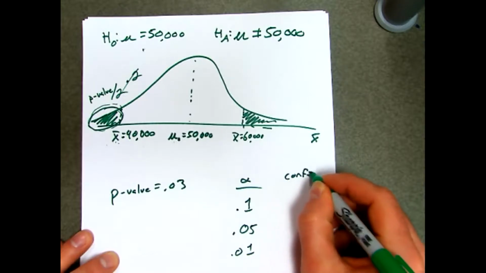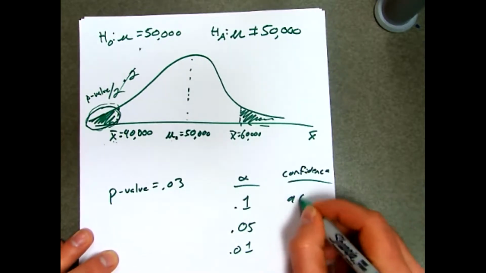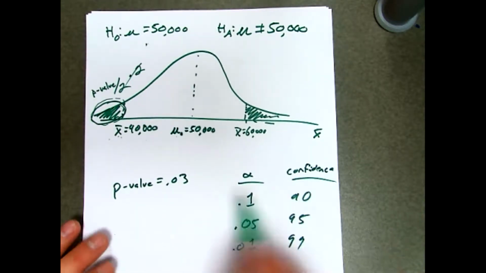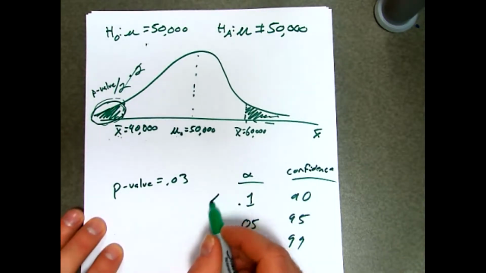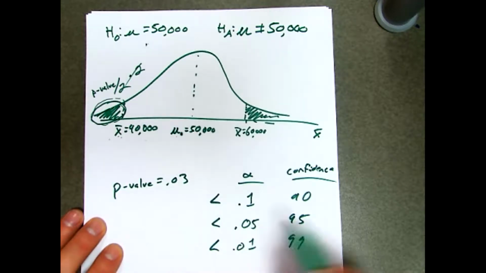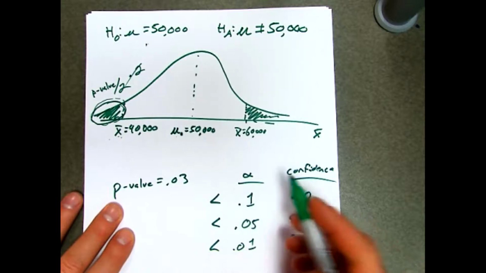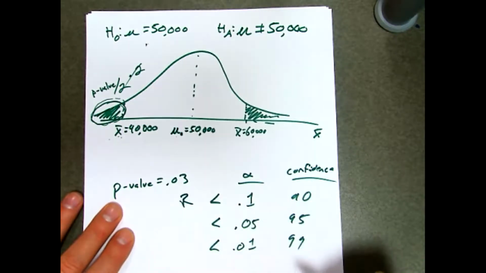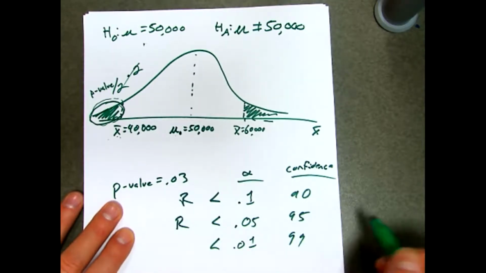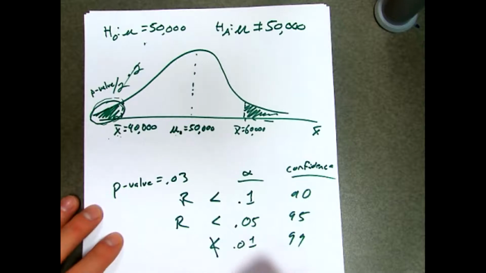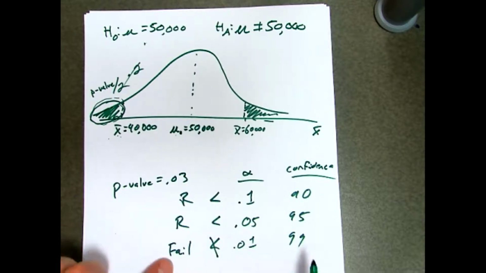Maybe it's easier to think about why we would want to do this, because they correspond to different levels of confidence. Here I would check if the p-value is less than alpha, and then I would reject. Is 0.03 less than 0.1? Yep, so I can reject with 90% confidence. Is 0.03 less than 0.05? Yes, so I can reject with 95% confidence. It's not less than 0.01, so I fail to reject the null with 99% confidence.